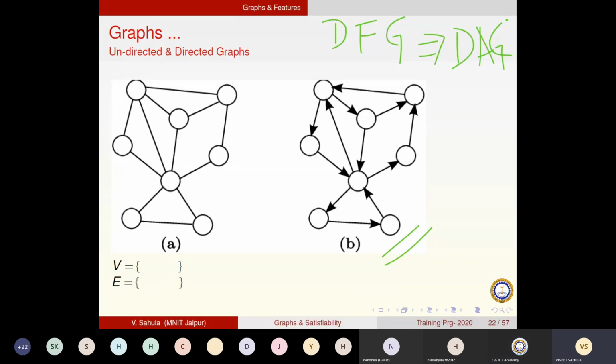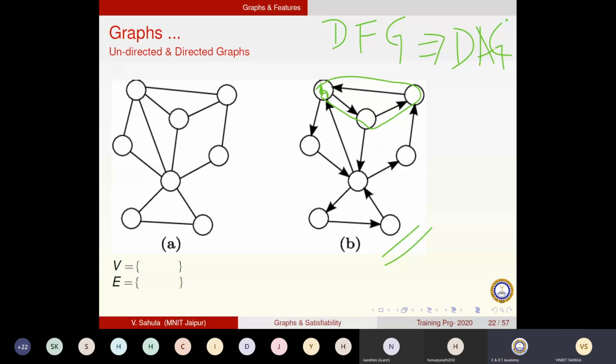Where is the cycle? If I start from this vertex, I can go here, I can go here and come back to this. There is a cycle. So this is a directed graph, but it has cycles. So it is not suitable for DFG, but it's suitable for something else.